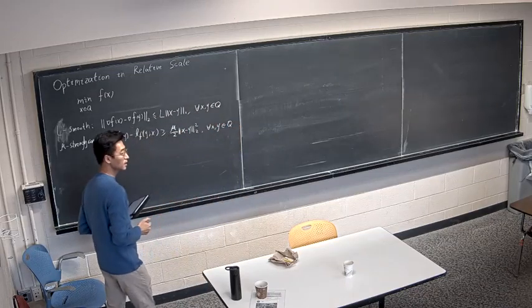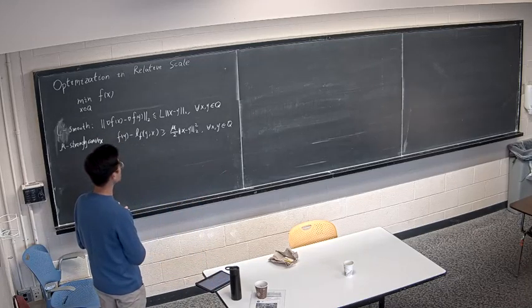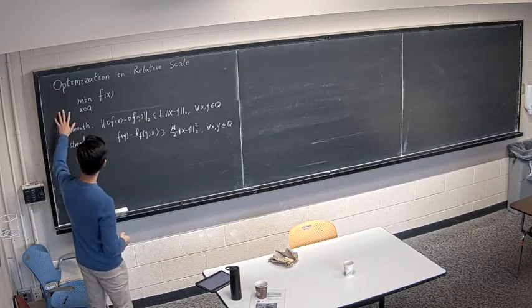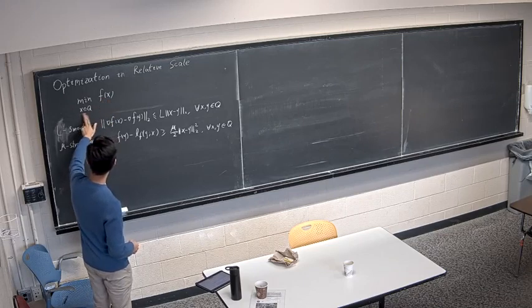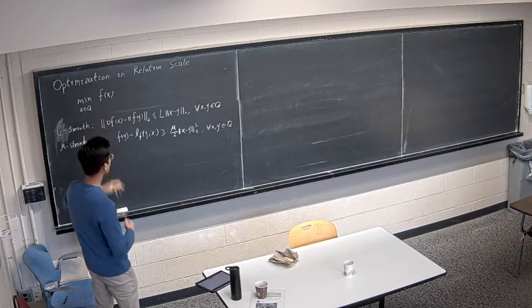Morning, everyone. Today we are going to talk about optimization in relative scale. The problem we are interested in is similar as before. We want to minimize f of x over a closed convex set Q. Here we also assume f is closed convex.